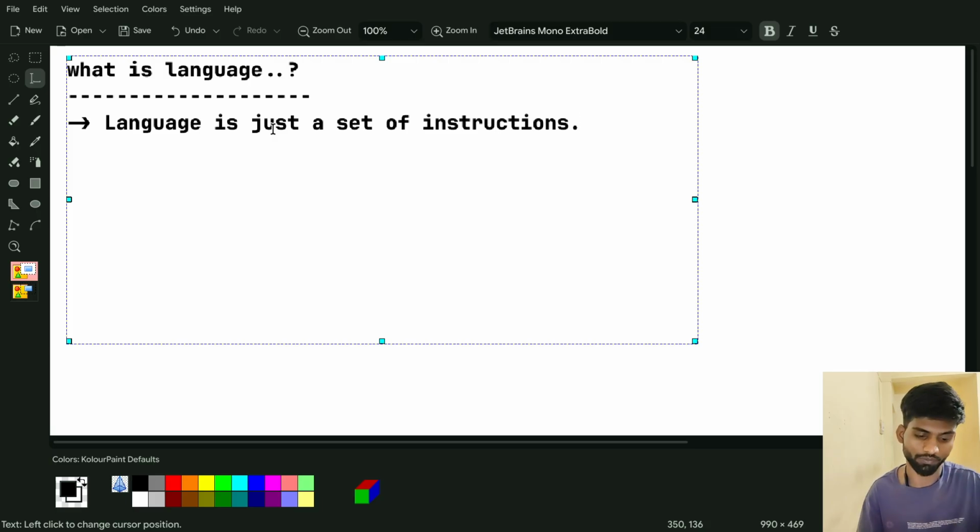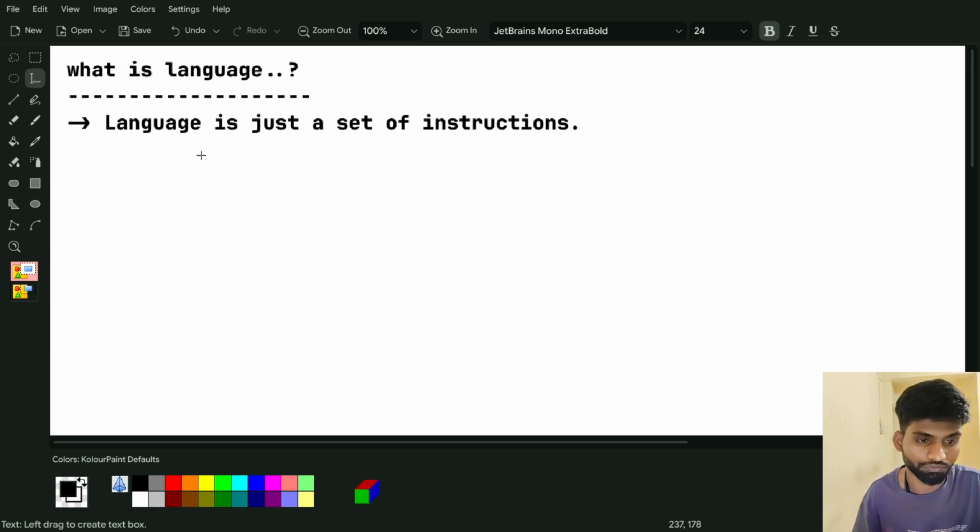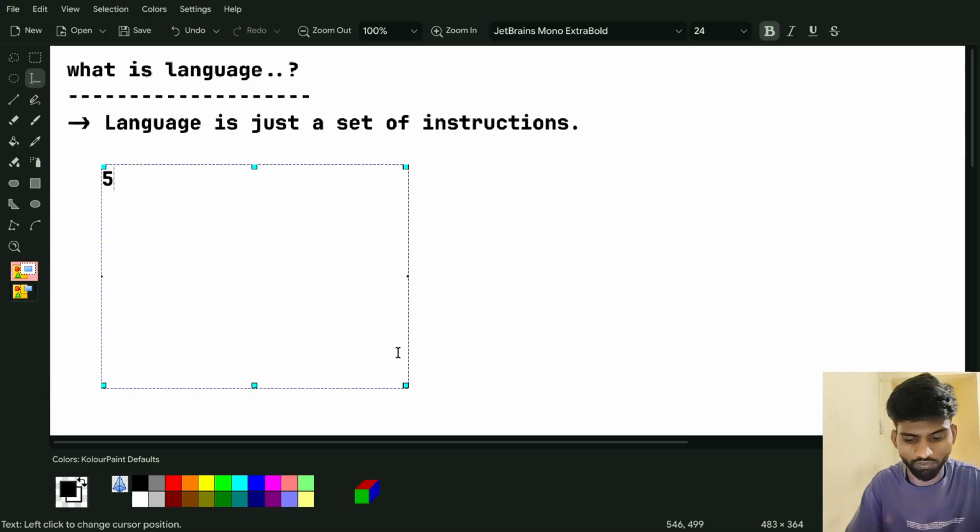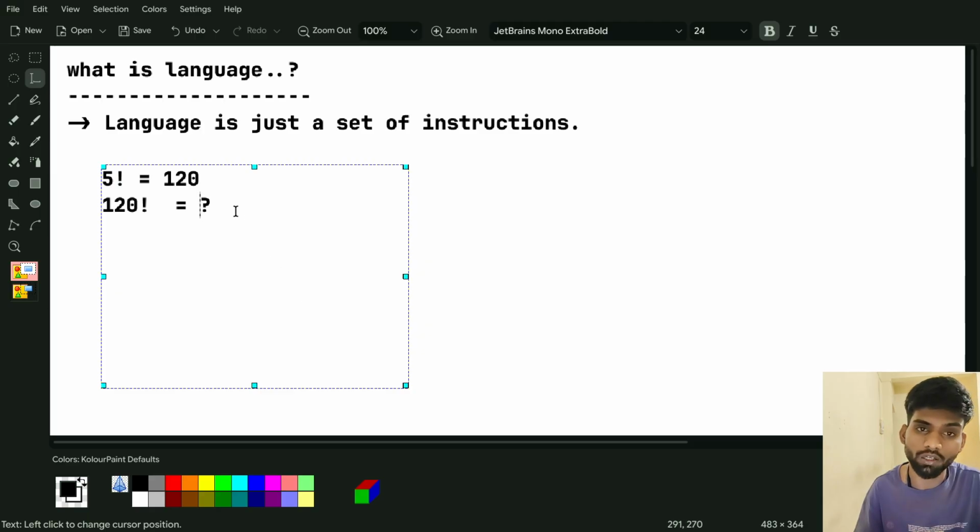I will give you one example. Suppose I want to know the factorial of 5. 5 factorial, then it's 120. Everyone will give the answer 120 immediately. But suppose I want to know the factorial of 120, then that is a question mark, because that is a big value.